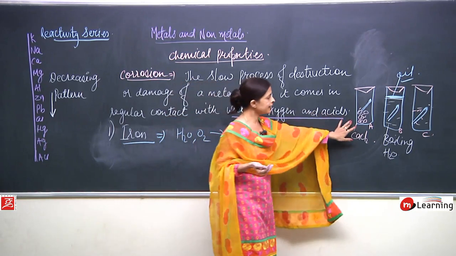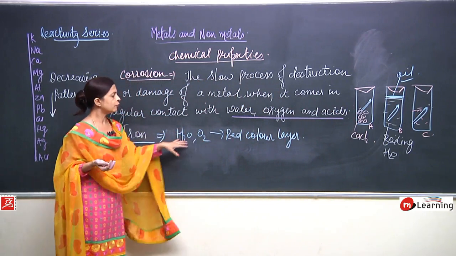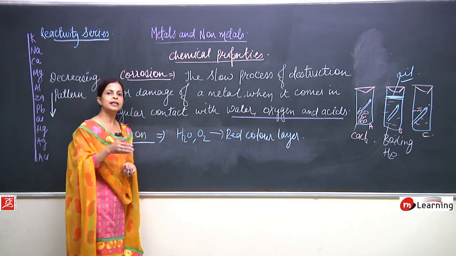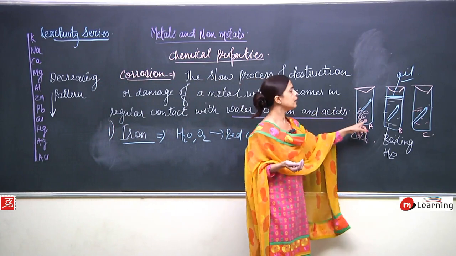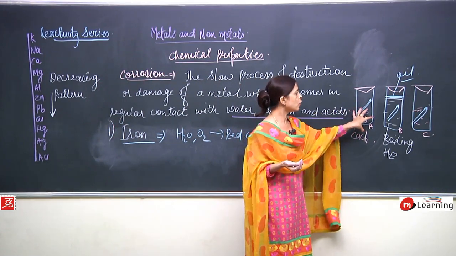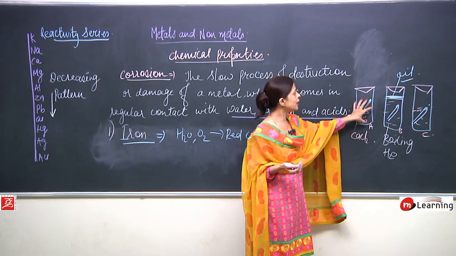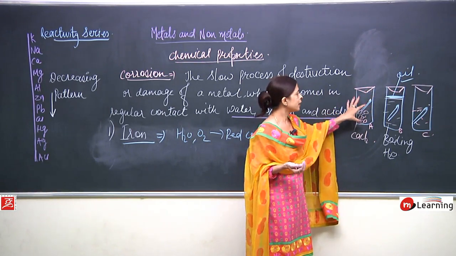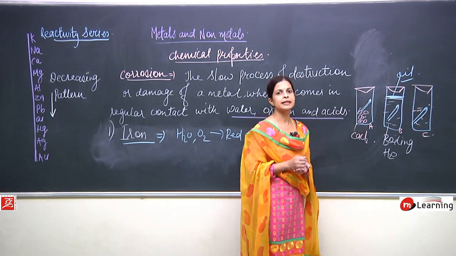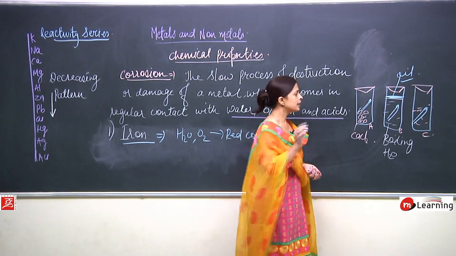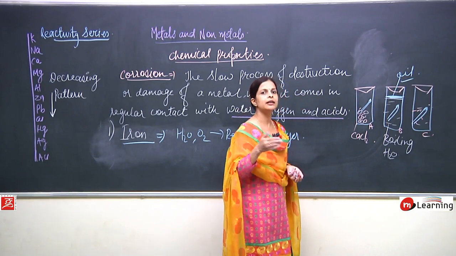Now in the first case, A, we know that for getting rust, what is required? Water as well as oxygen, or we can say moist air. Moist air also has water. In the first case we have air, but it is not moist, because all the water will be absorbed by the anhydrous calcium chloride. So no water is there, only air is there, and so no rust will be seen. What does it prove? That only air can't rust or spoil a metal.